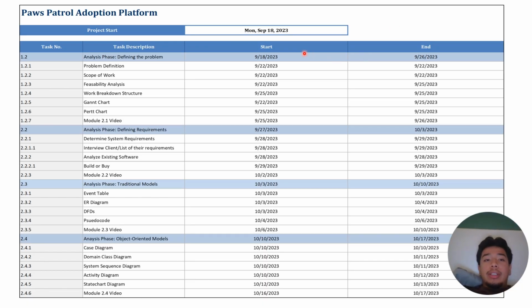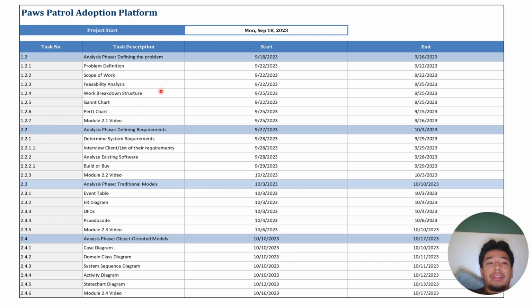Alright, so here is our work breakdown structure. We have the shelter name up here, we have the project start date, we have our task number, our task description, our start date, and our end date. So very similar to our Gantt and PERT chart. I know Eileen went over how we broke it up into hours instead of days, but on our work breakdown structure, we just have the start and the end date.